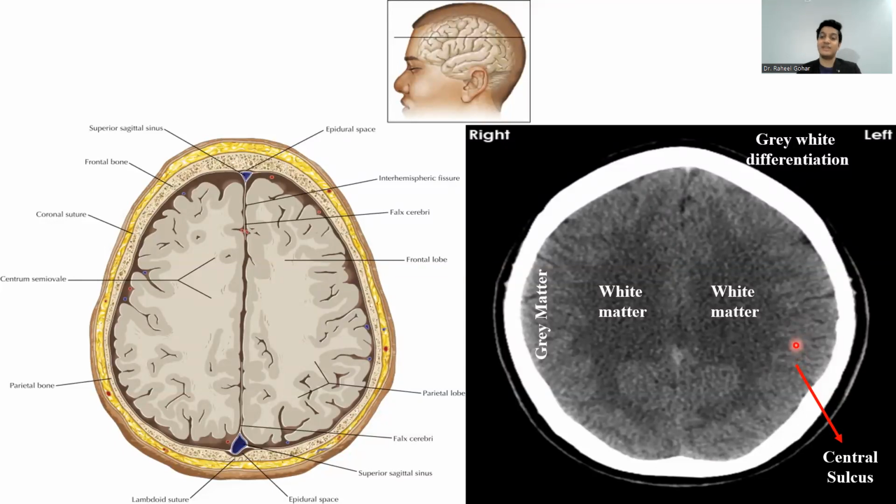This is known as the gray-white differentiation. It has significance because whenever there is ischemia, due to raised ICP or due to infarction, this gray-white differentiation is lost. If it is focally lost, it is known as infarction, and if it is globally lost, it is because of raised ICP.